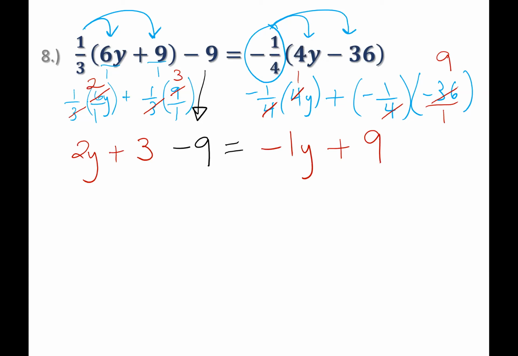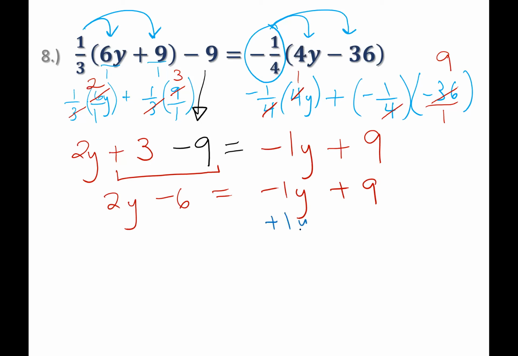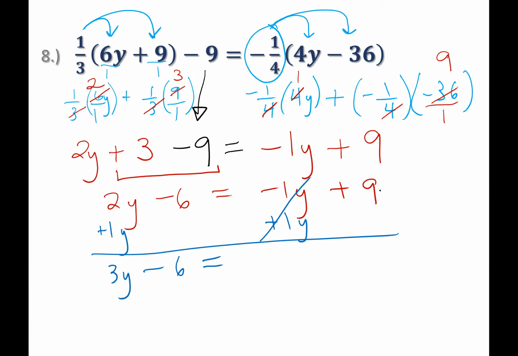What we can do next is combine like terms on the left side. Positive 3 minus 9 is minus 6, or negative 6. So I can write 2y minus 6 equals negative 1y plus 9. Let's get the variables on the left side. So I'm going to take that minus 1y and cancel it out. So I'll write plus 1y on both sides. 2y plus 1y is 3y. So I have 3y minus 6 equals. All that's left on the right side is just this plus 9, so I'll just write 9. So we're almost done. 3y minus 6 equals 9.